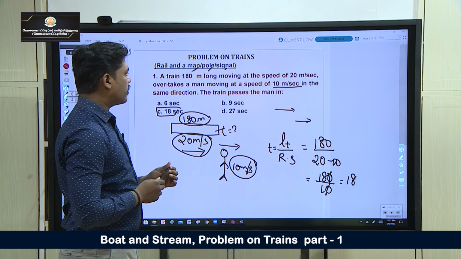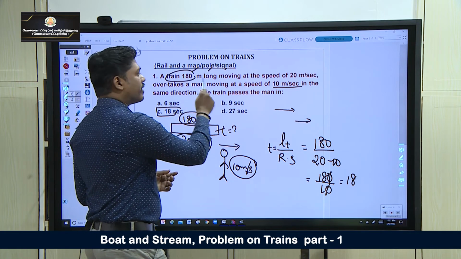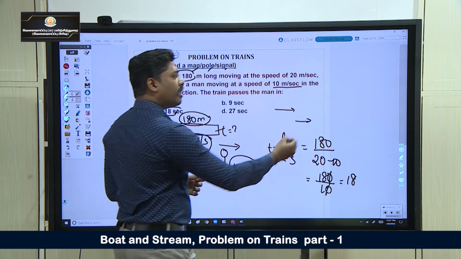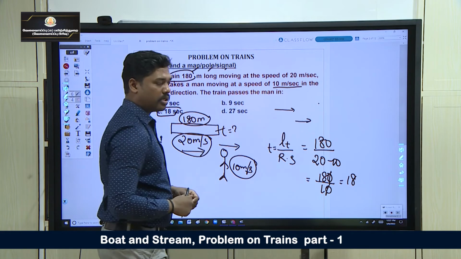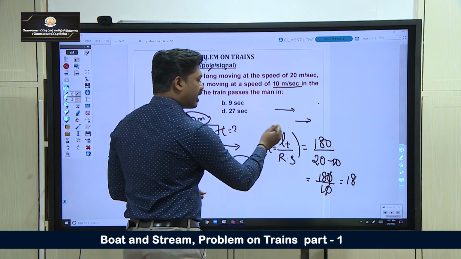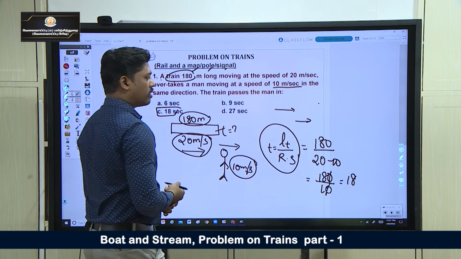So here the train is moving as well as the man moving. So I can tell moving point. This one comes under moving point.